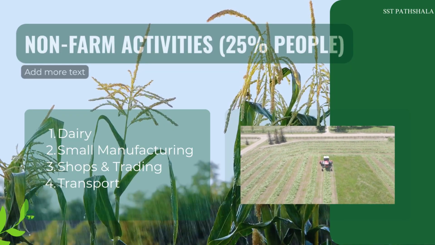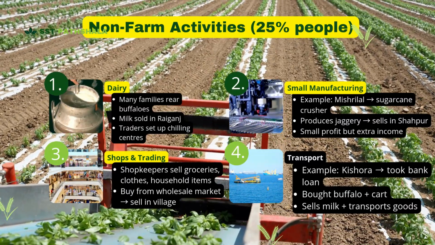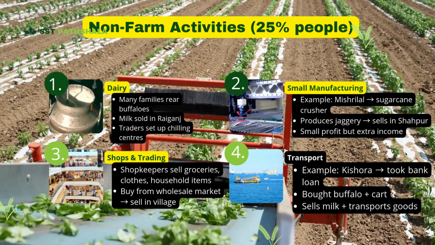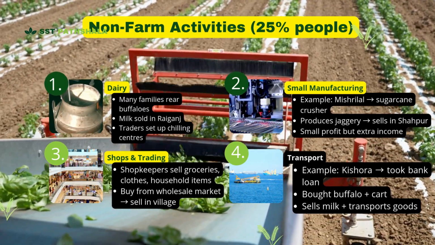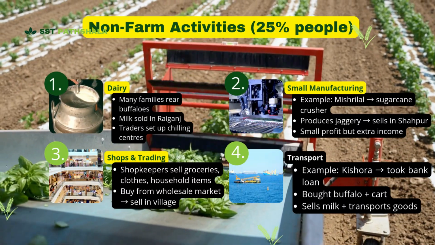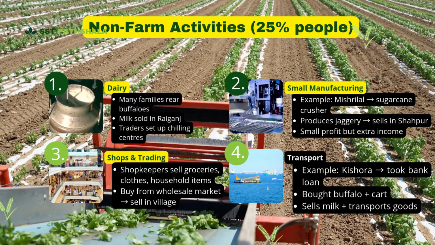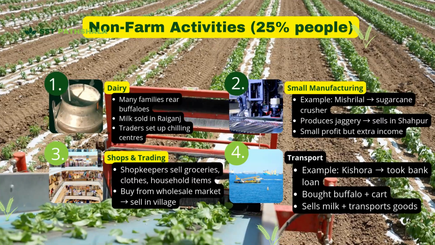For example, Misri Lal set up a sugarcane crushing machine and makes jaggery. Third is shop and trading. Some villagers run a small general store selling goods like rice, biscuits, soap and stationery. The fourth is transport service. Many people work as rickshaw pullers, jeep and truck drivers and even run bullock carts to transport goods.